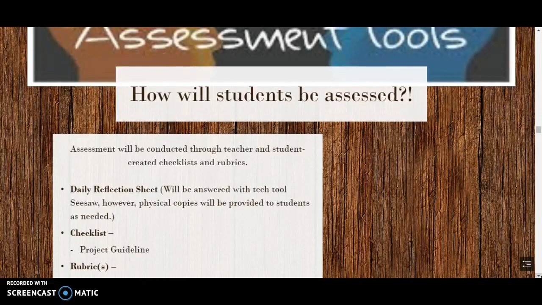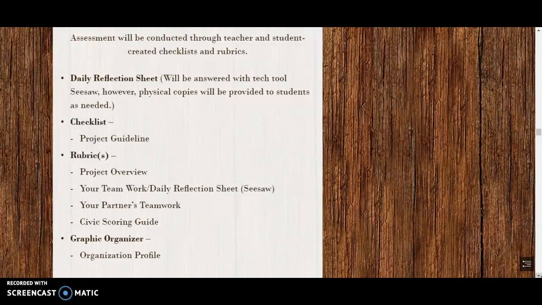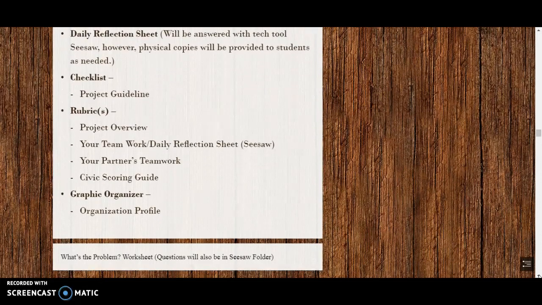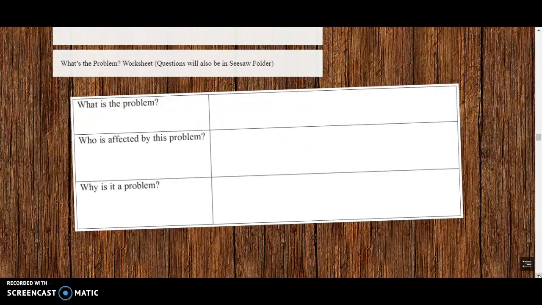Assessment tools. How will the students be assessed? Well, the students use a variety of reflection sheets, checklists, rubrics, and graphic organizers, and they all provided some sort of data and feedback for the students and the teachers. Here are some clips of what the physical worksheets look like.